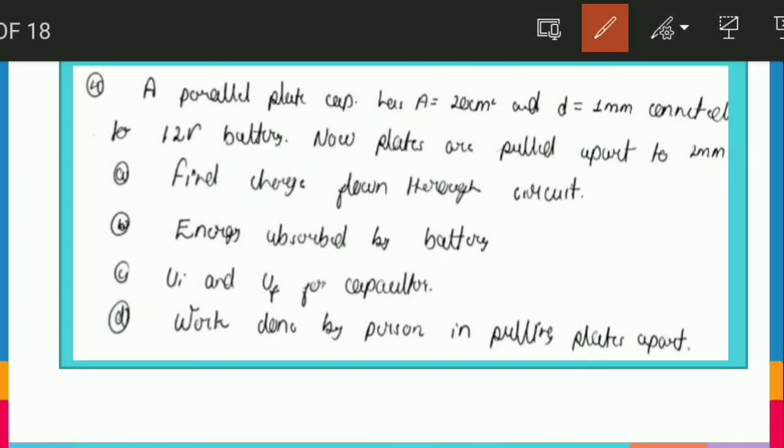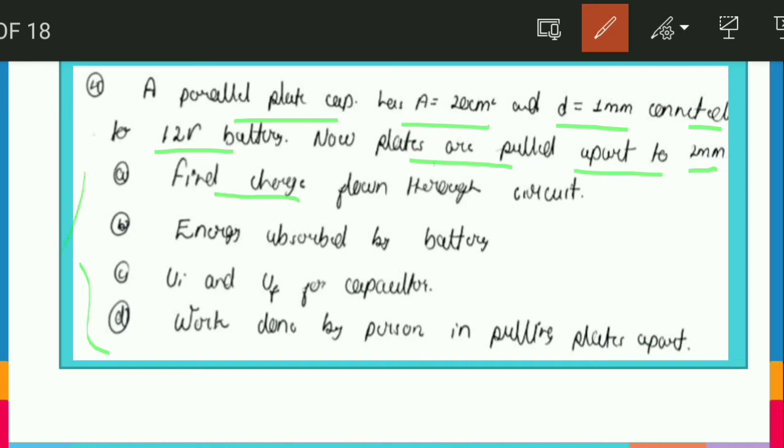Yes, friends, let's see this question. This is a little bit big question, but believe me, it is very important, and very understandable and conceptual. It says we have a parallel plate capacitor having area 20 centimeter square and separation D of 1 centimeter, connected to a 12-volt battery. Now the plates are pulled apart to 2 centimeters, meaning a person pulls the plates from 1 centimeter to 2 centimeters. These are the things we need to find.